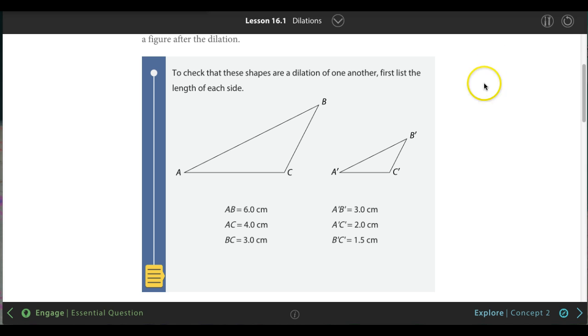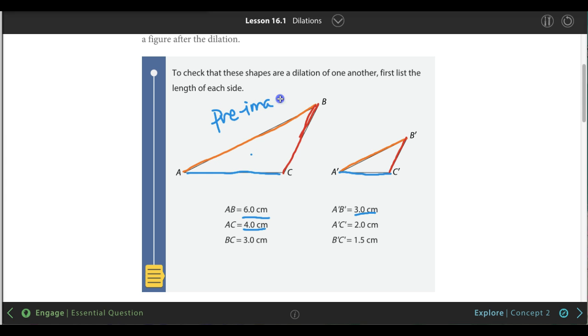If you have these two triangles, I want you to understand something. Side AB corresponds to A prime B prime. BC corresponds to B prime C prime. And AC corresponds to A prime C prime. This is really important. The shape before you did anything is called the pre-image. After you apply the dilation, the new shape that you get is called the image.